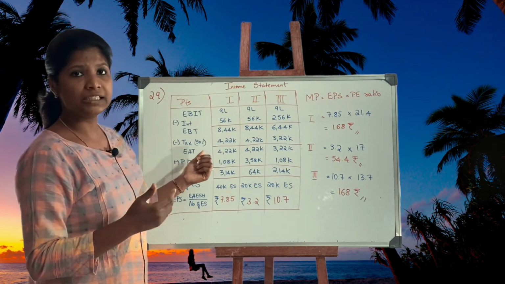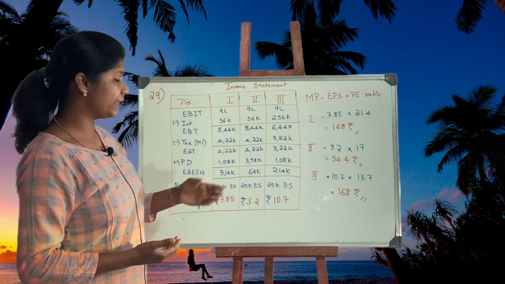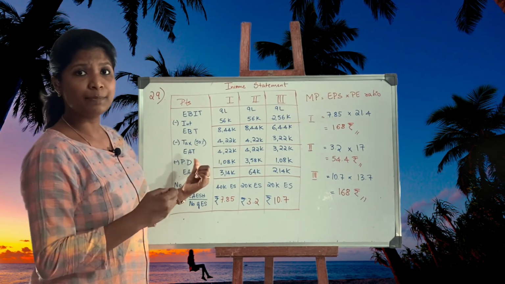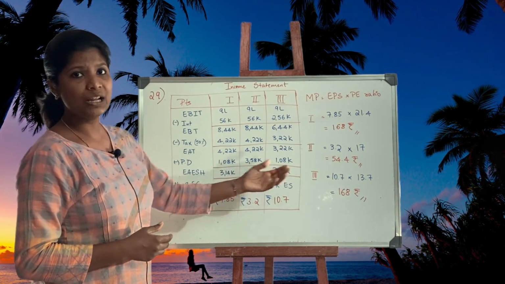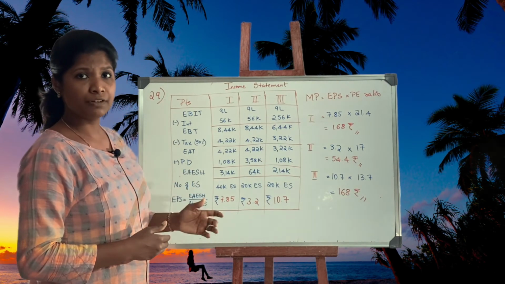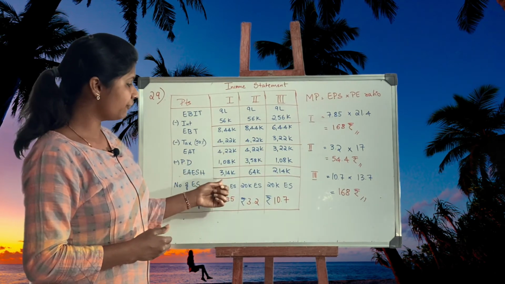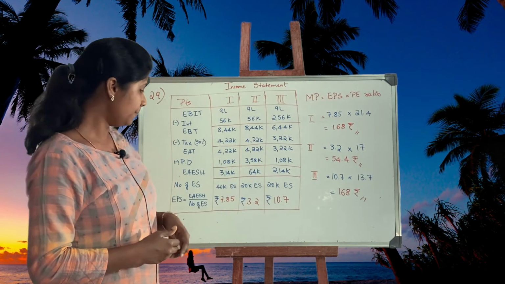And then we deducted tax at 50% rate, so half of that, and the rest 50% will be carried forward. And then we deduct preference dividend of 1 lakh 8,000, 3 lakh 58 and 1 lakh 8,000. So finally we arrive at earnings available to equity shareholders of 3 lakh 14,000, 64,000 and 2 lakh 14,000.